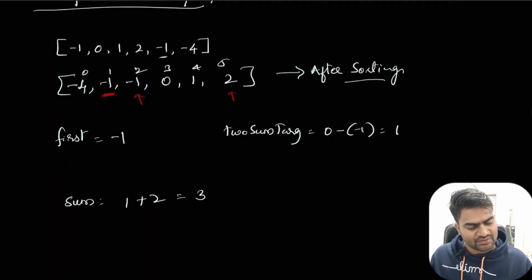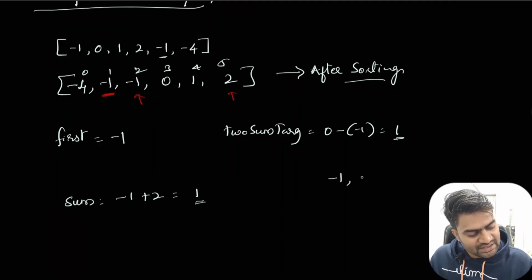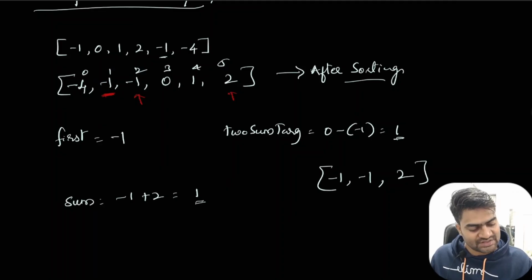Now what is the value at this pointer? It is -1. What is the value at this pointer? Which is 2. So -1 plus 2 sums up to give 1. Now we got the two-sum target, so this is our triplet, right? -1 is our first number. Again -1, which is this one, is the second number. This is my third number. So these numbers combine to give us one triplet. So I will take -1, -1, 2. Okay, so this is one combination.